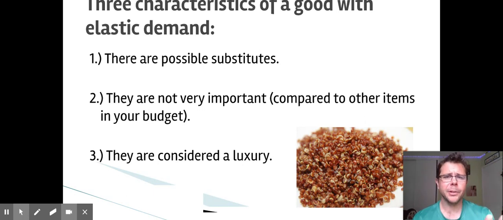Now, remember the characteristics of elasticity for demand: there are possible substitutes. It's not very important compared to other items in your budget. They are considered a luxury. We have our good example of quinoa. It's a luxury. Most of the time, I'm going to use pasta. It's not very important. In this case, we generally don't think of spending too much of our budget on pasta, but now we have. And there are possible substitutes. Did I mention pasta? We could eat pasta, or rice, or potatoes.